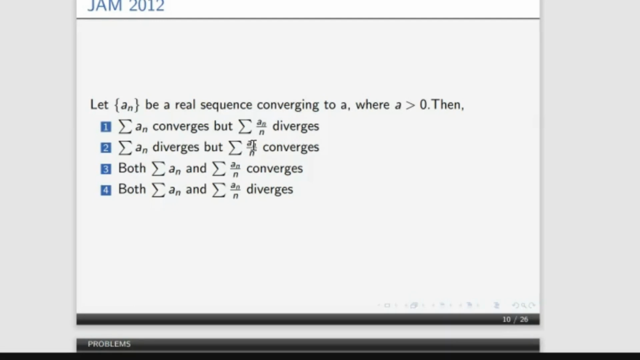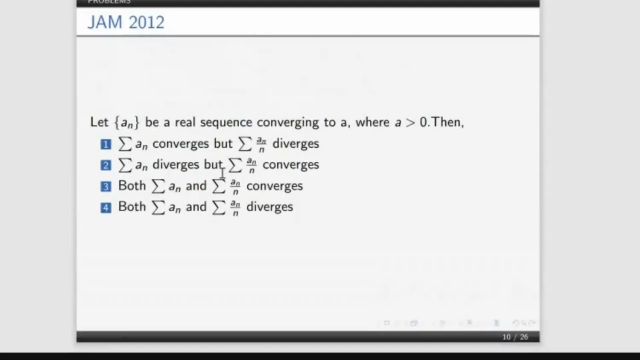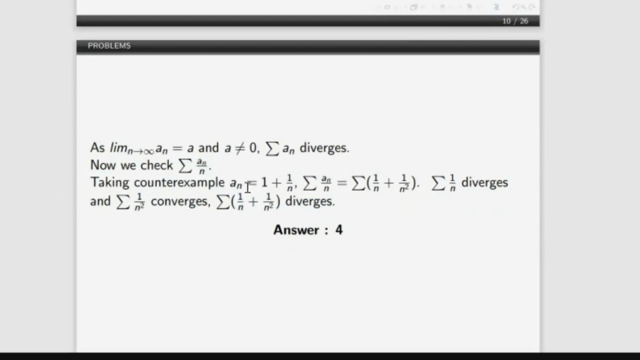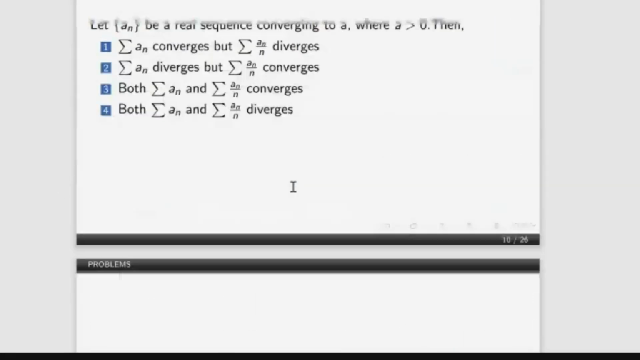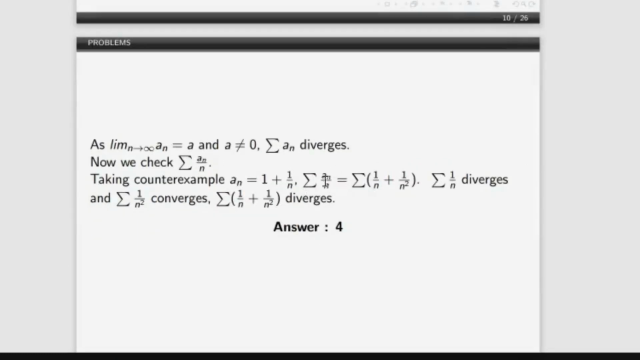Now we need to check about series an by n only. Either we can go to the theoretical side or we can take a counter example. I have taken a counter example here. I have taken an to be 1 plus 1 by n. It is a real sequence which is converging to a positive value; it is converging to 1. When I take an by n, it becomes 1 by n plus 1 by n square. Taking the series, I get series 1 by n plus series 1 by n square. One is divergent and the other is convergent. So we get a divergent series.